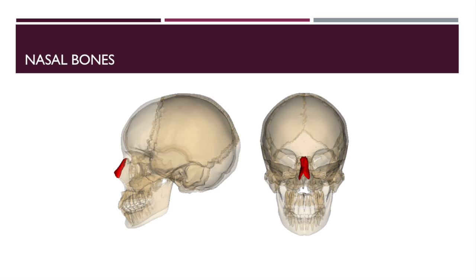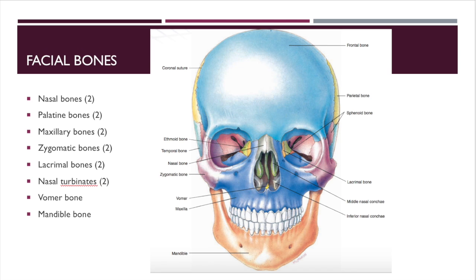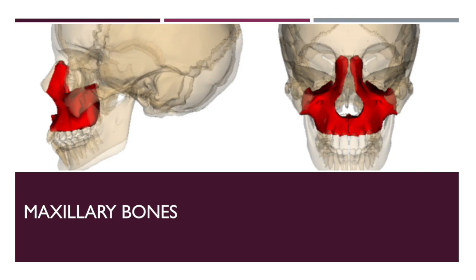The 2 nasal bones are thin and delicate bones that join in a suture to form the bridge of the nose. The 2 palatine bones form the posterior part of the roof of your mouth or part of the hard palate. The 2 maxillary bones make up the upper jaw.